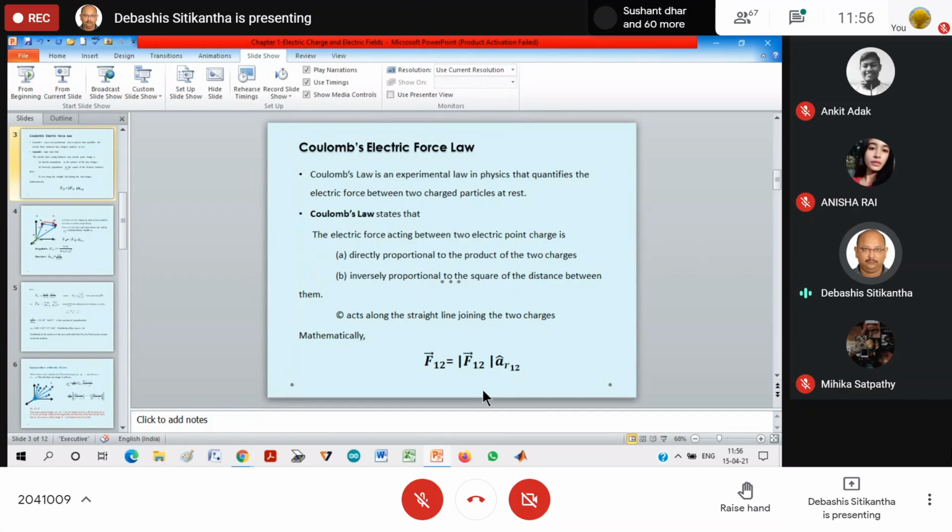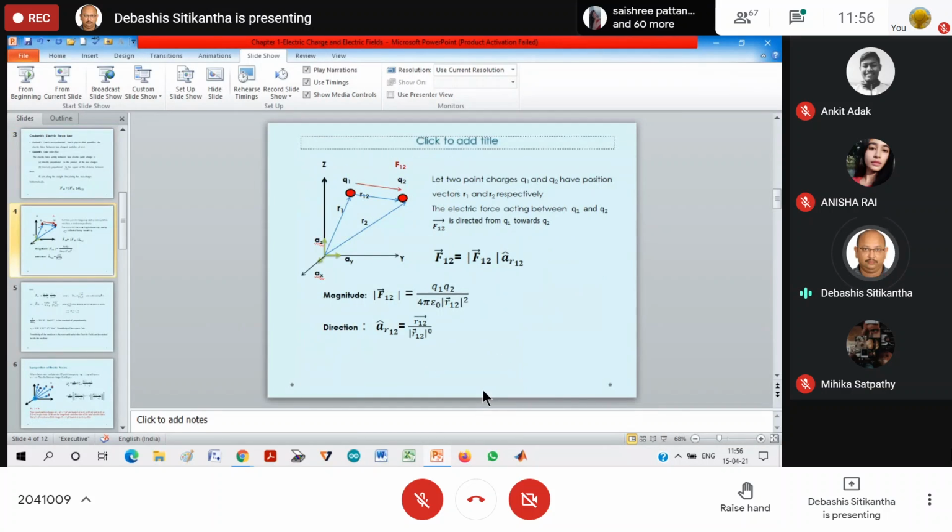So what is this Coulomb's experimental law? It is saying that the electric force acting between 2 point charges is directly proportional to the product of the two charges, inversely proportional to the square of the distance between the two charges, and it acts along the straight line joining the two charges. So the first 2 points are going to give you the magnitude of the electric force, whereas the last line is going to give you the direction of the electric force. Since electric force is a vector quantity, obviously it will have a magnitude part and a direction part.